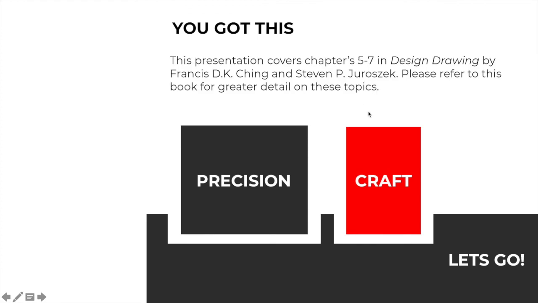So to review, this slide deck from John has summarized chapters 5 through 7 in Design Drawing by Ching and Jurasik. So we hope that this summarizes well all of the different nomenclatures, terminologies, drawing conventions, and drawing types that are found in chapters 5 through 7. So please review chapters 5 through 7.